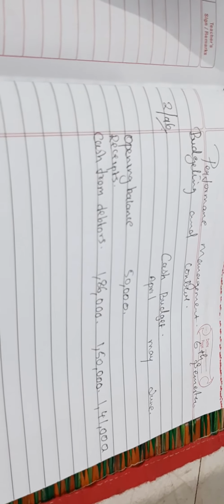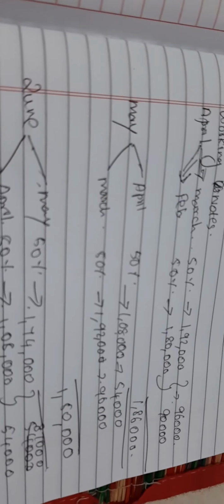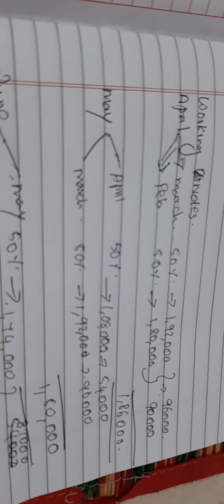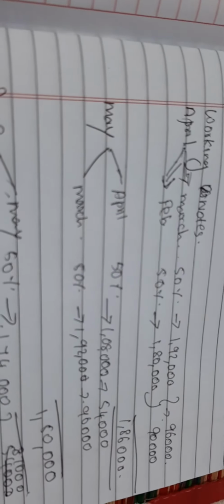So I hope up to this step you will understand. See, opening balance, receipt, cash from debtors. Cash from debtors, we can do the small calculations. According to the additional information, we make the small working note, and after that we apply that answer in this column. So this is the receipt, cash from debtors. Now we can do the payment side.